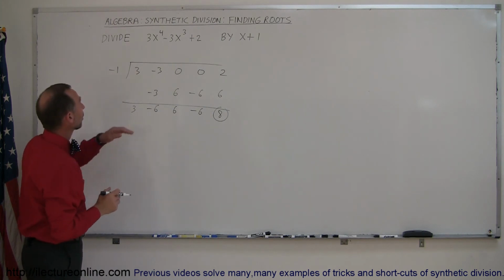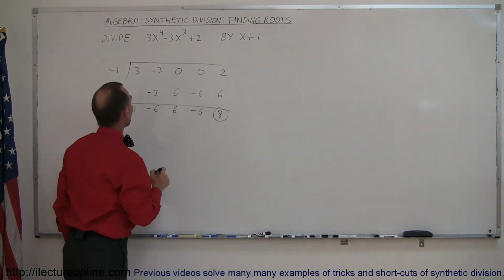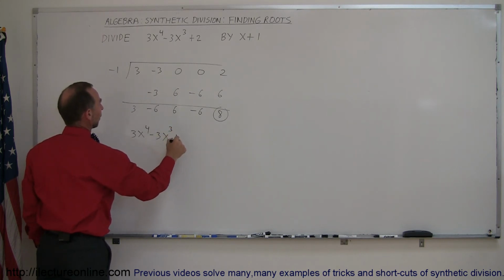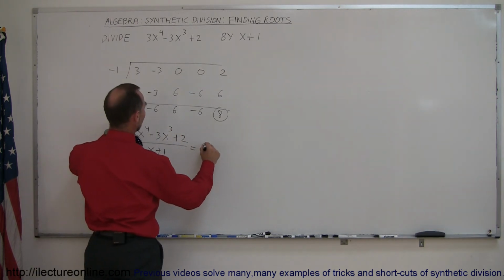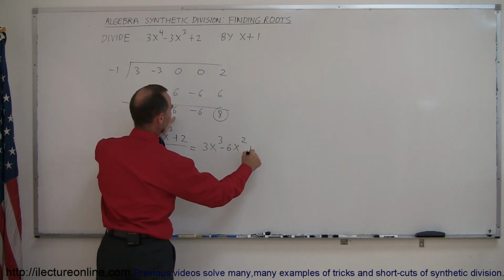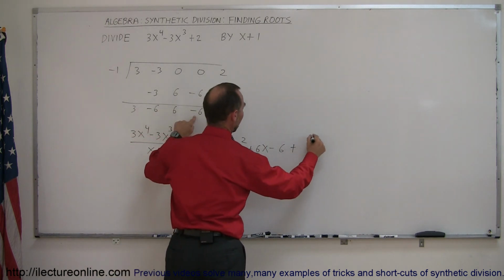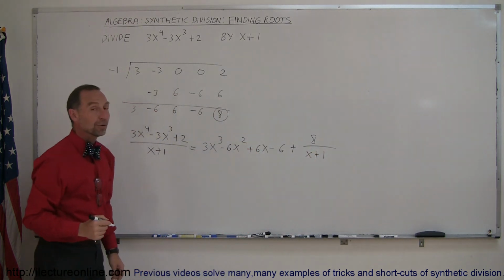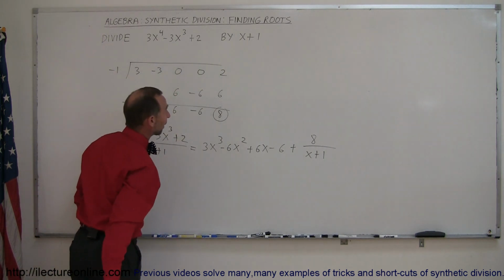And so what that means is that when we divide this by this, we get, and let me write it out. It might be easier to write it like this. So 3x to the fourth minus 3x cubed plus 2 divided by x plus 1 now becomes, here are the coefficients, 3x cubed minus 6x squared plus 6x to the first power minus 6, and then the remainder plus 8 over x plus 1. And that's how you use synthetic division to divide a polynomial that has missing terms by that binomial x plus 1.